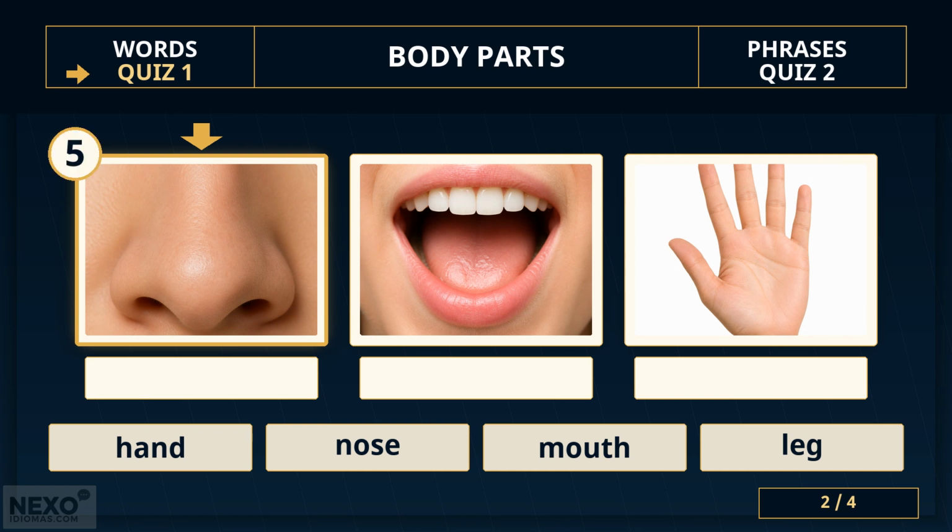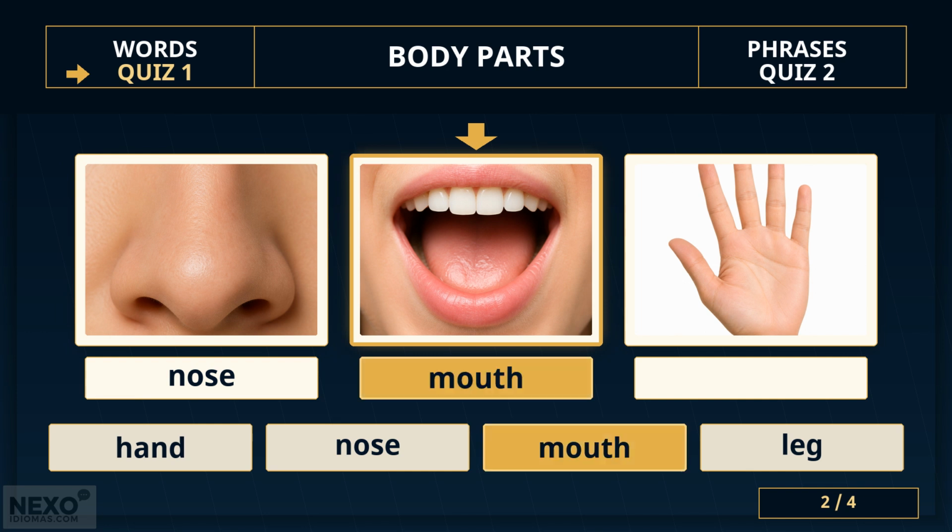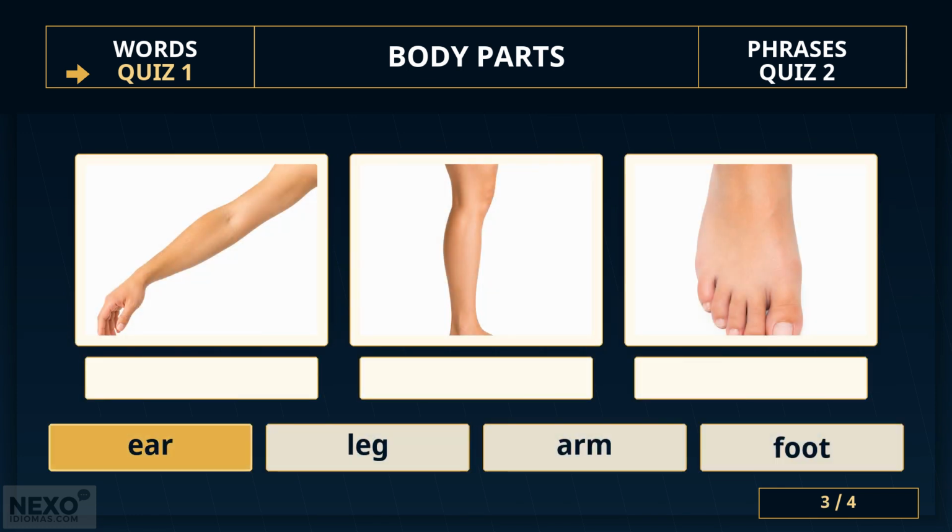What is this? Nose. What is this? Mouth. What is this? Hand. Ear. Leg. Arm. Foot.